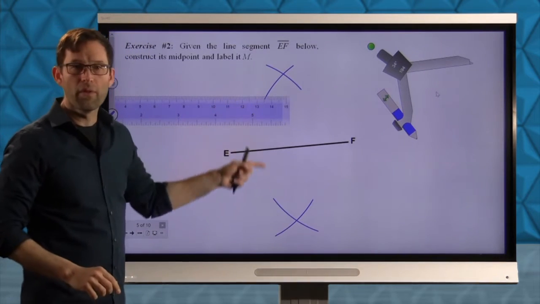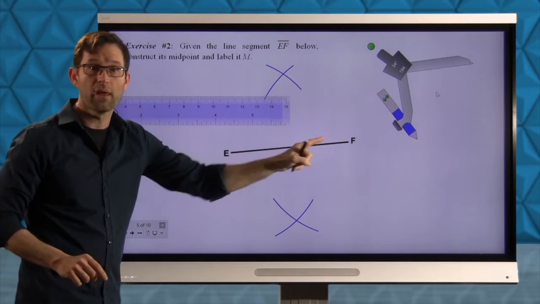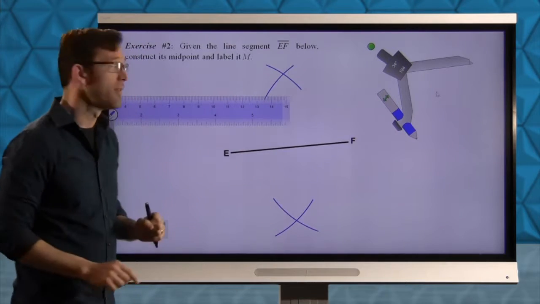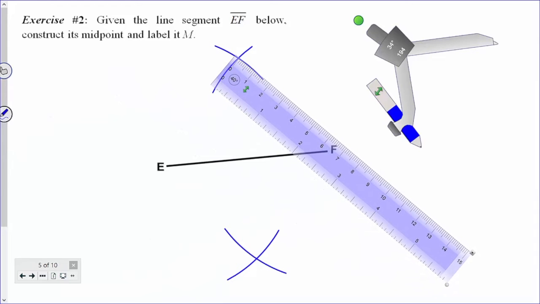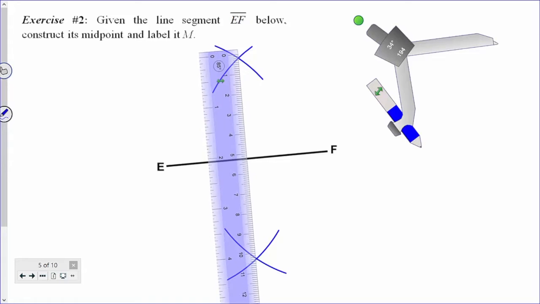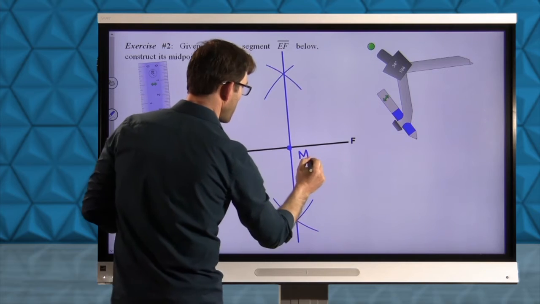I don't even need to label the intersection points of the arcs. What I know is that the point up here is equidistant from E and F, and the point down here is equidistant from E and F. Therefore, both of those points lie on the perpendicular bisector. So if I bring my ruler up and rotate it around, and draw the line, that is now the perpendicular bisector of that line segment, so this has to be the midpoint.